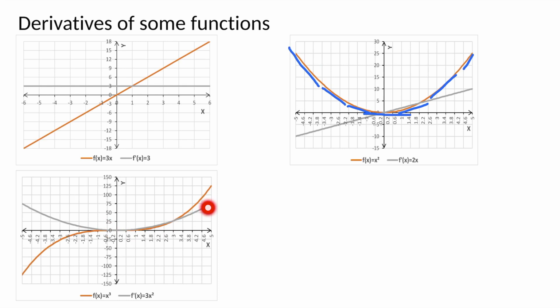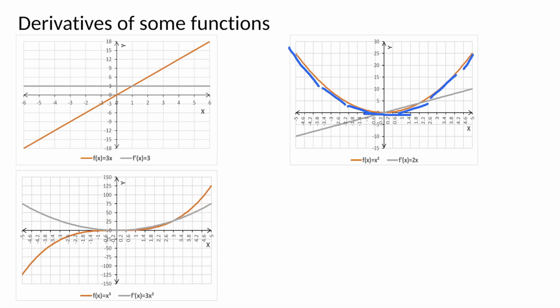Because you can see from the formula that we had derived in the last slide, the derivative of x cube would be 3 times x raised to the power 2 minus 1, which is x raised to the power 3 minus 1, which is 3 times x squared, right? So that is the graph that you see here, the gray curve.